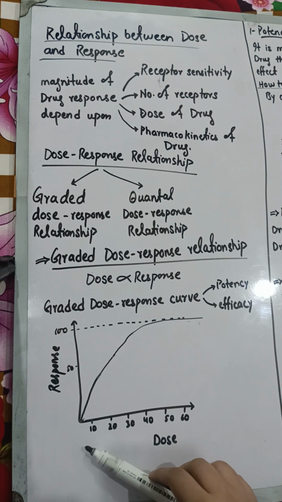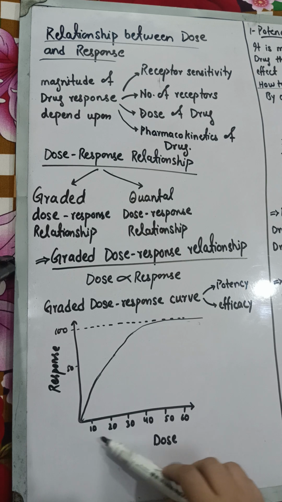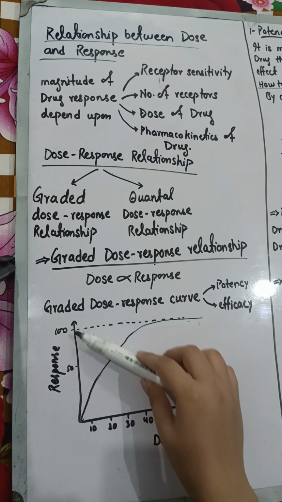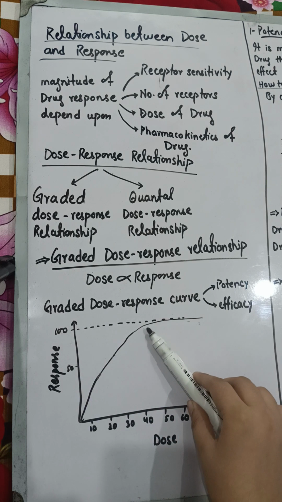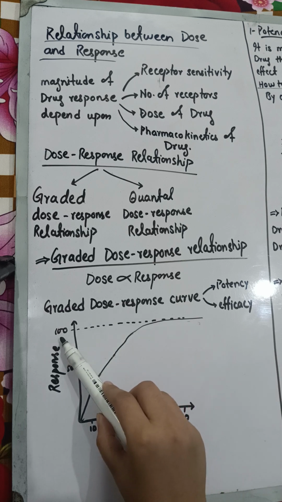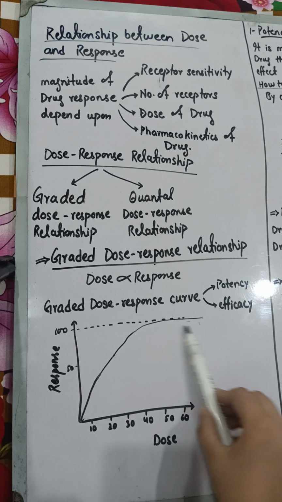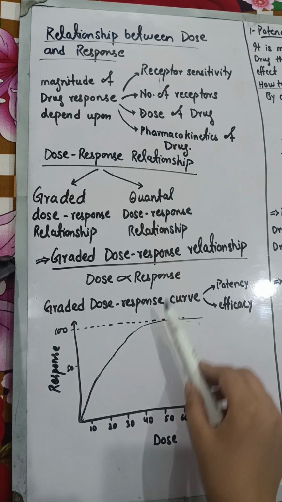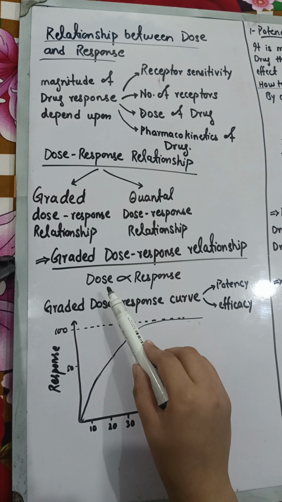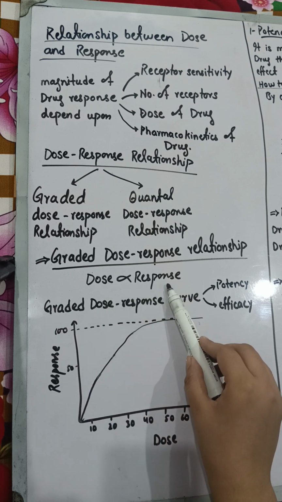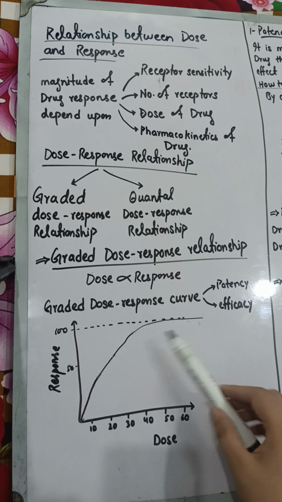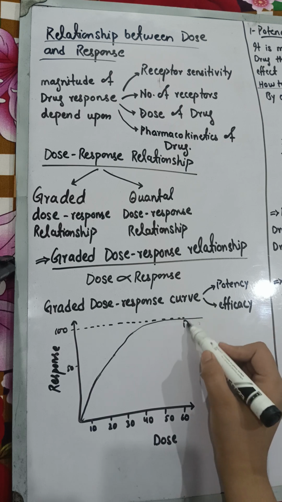As you can see, when I increase the dose, the response also increases. But at last, when it reaches 100% of response, the curve becomes straight, because here all the receptors are saturated. There is no receptor left, so there will be no further response. This curve represents that your dose is directly proportional to your response. Now this was for drug A.